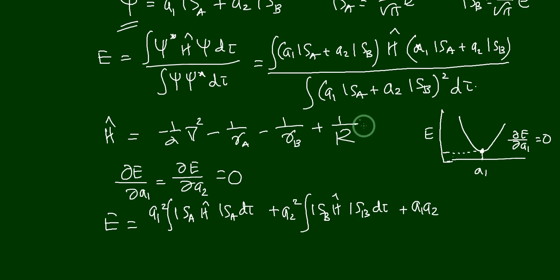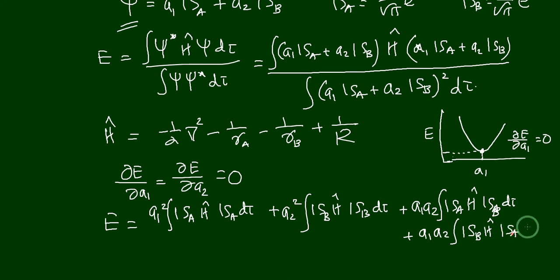Then a1 a2 integral 1s a H cap 1s b d tau plus a1 a2 integral 1s b H cap 1s a d tau. So these are the terms in the numerator, divided by the denominator.